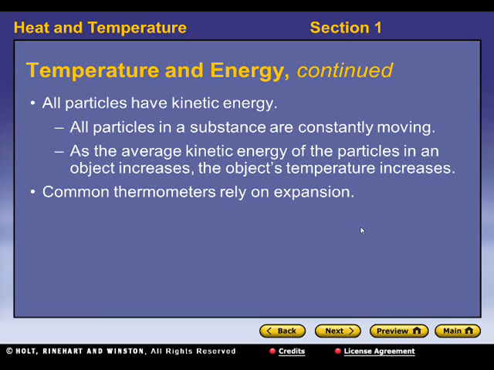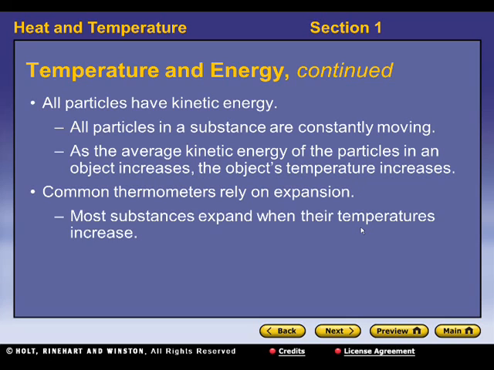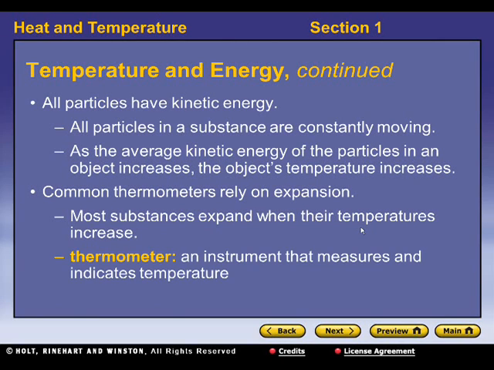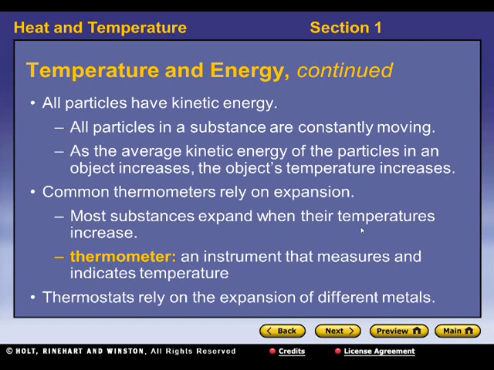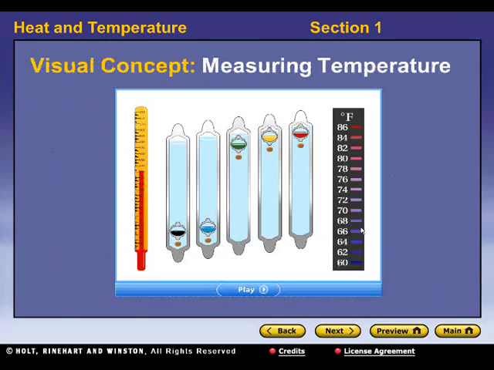So, common thermometers rely on something called expansion. Are things getting larger? So most substances expand when their temperatures increase, and a thermometer is an instrument that measures and indicates temperature by that expansion. Thermostats rely on the expansion of metals, because metals will expand and contract depending on temperature. So let's watch here a little bit on measuring temperature, this visual concept.